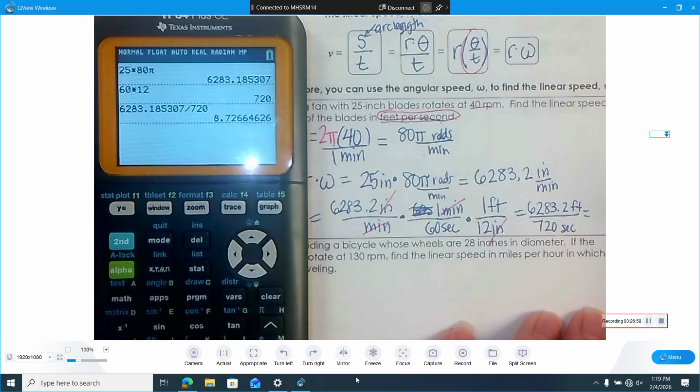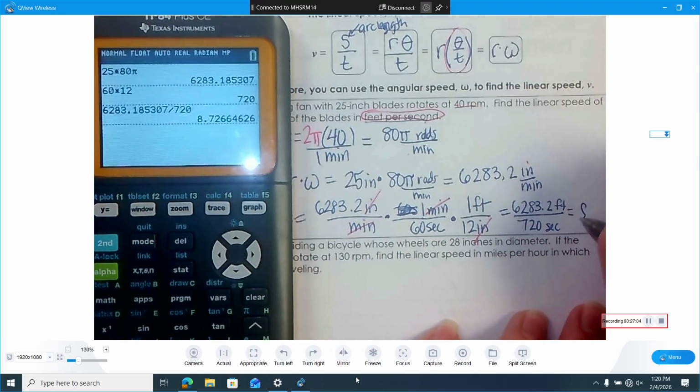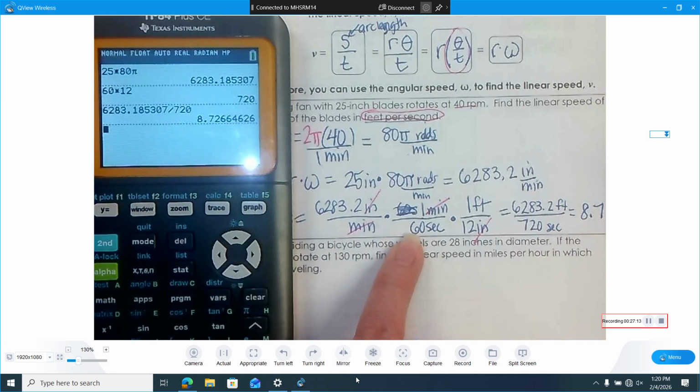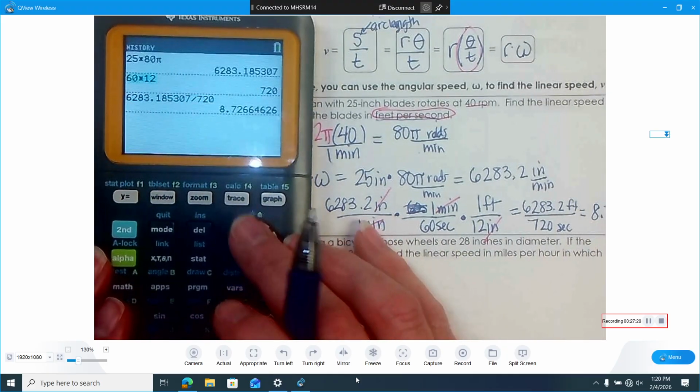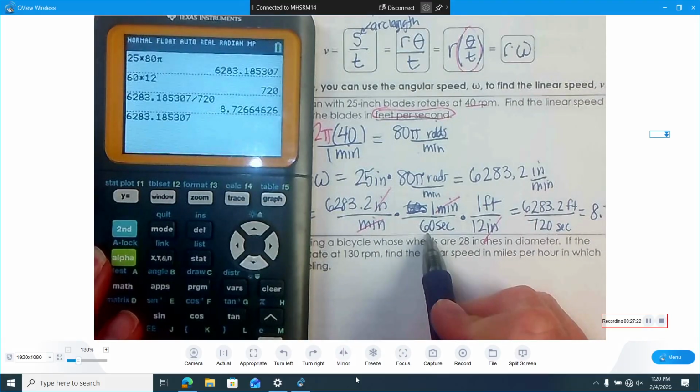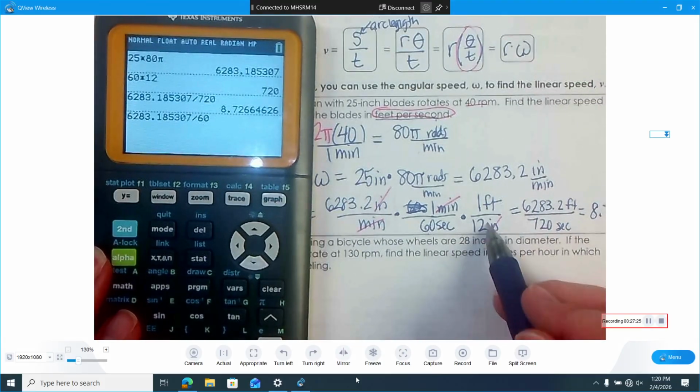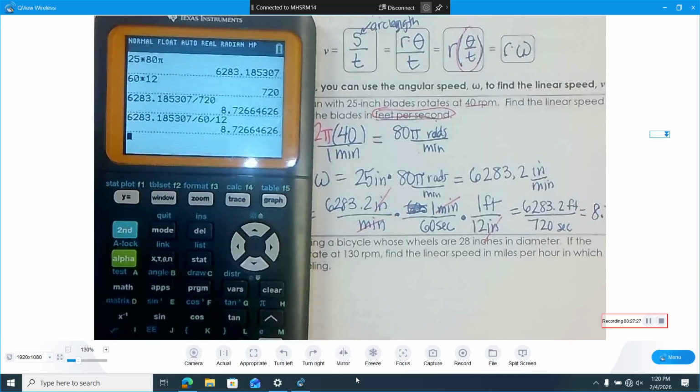Did you divide? 8.7 feet per second. What did you do, Sasha? Did you divide by 60 but then end up multiplying by 12? Yeah, you've got to divide by both. So you know what you could do? You could do your 6283 divided by 60 and then divided again by 12, and then you'll get it, right? Both of those need to divide.